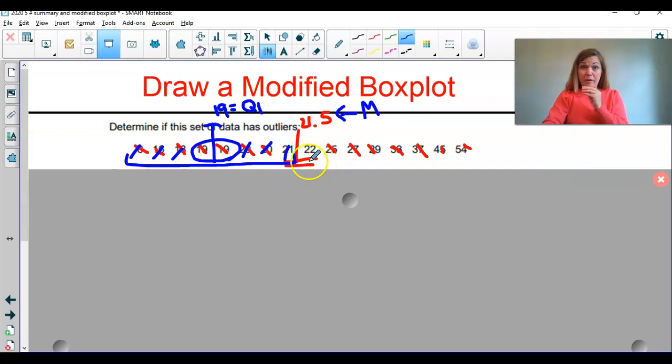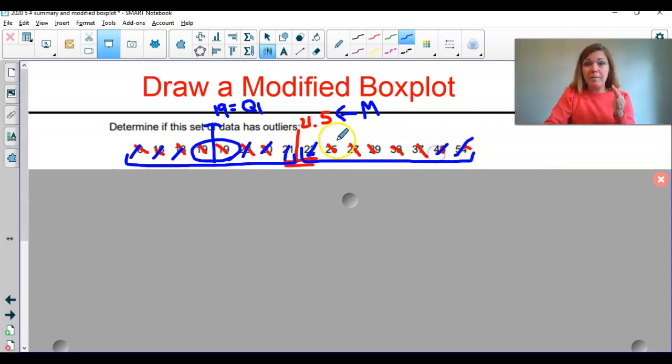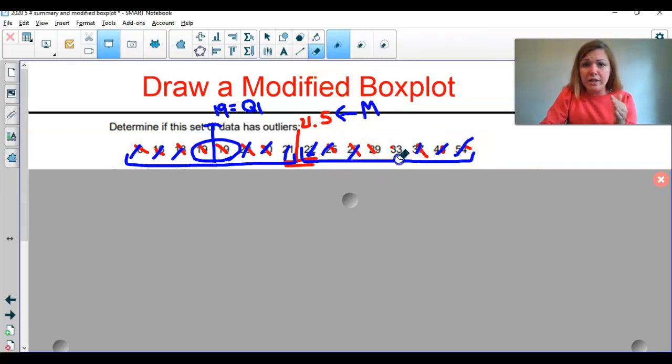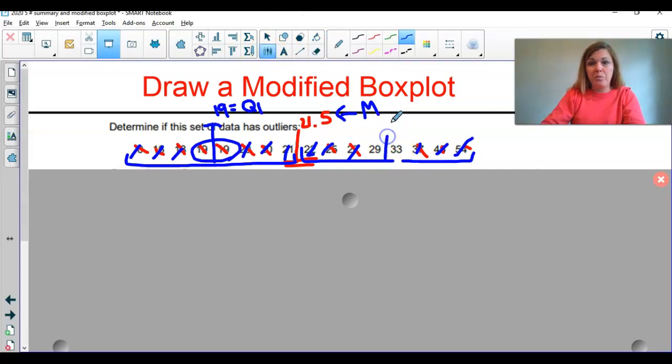We need to find quartile 3, which is the median of all of the numbers above 21.5. I'm going to cross them off, one at a time. And I'm left with 2 numbers, and I actually need to erase so I get this right. I'm left with 29 and 33, so I'm going to take 29 plus 33 divided by 2, which gives me 31. 31 is equal to quartile 3.